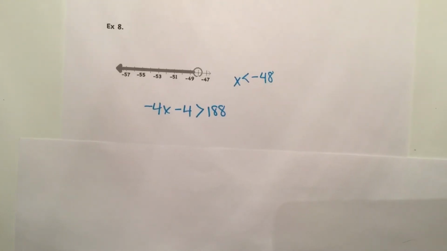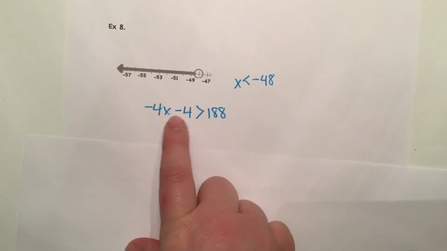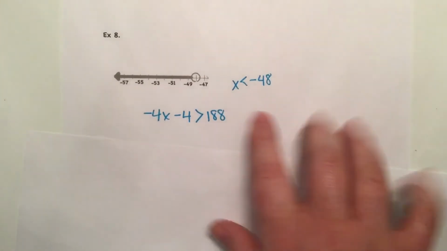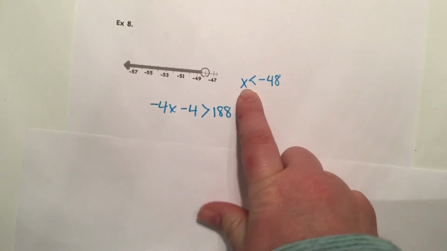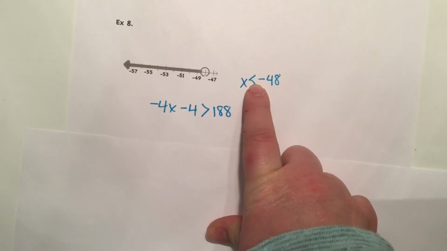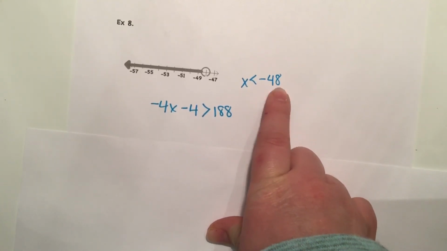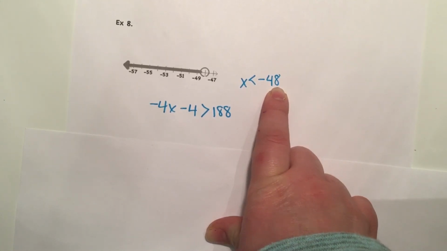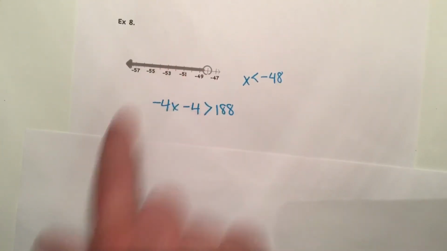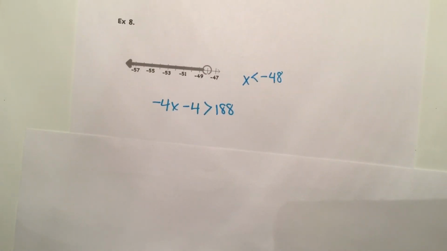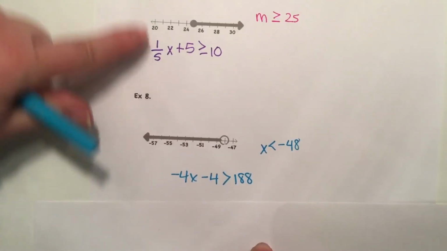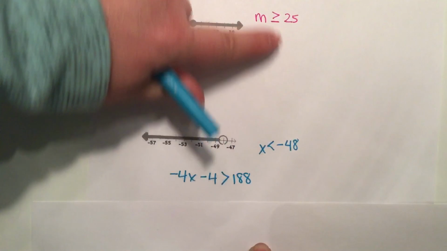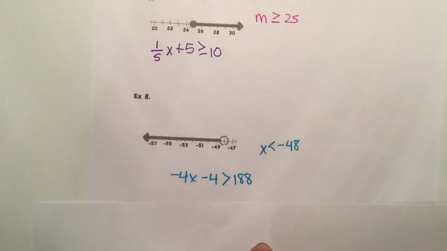All right, so I'm going to use the example negative 4x minus 4 is greater than 188. If I was to simplify this down and solve this, I'd find that x has to be less than negative 48. Okay, so these examples would be represented by my graph. Again, there could be multiple examples to these, so you may have gotten different answers, and that's okay. As long as they simplify down to these inequalities, you are A-okay.